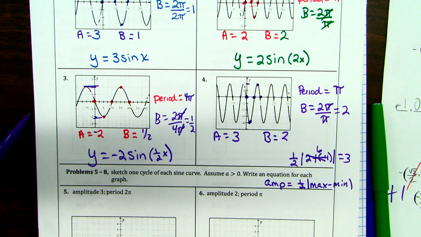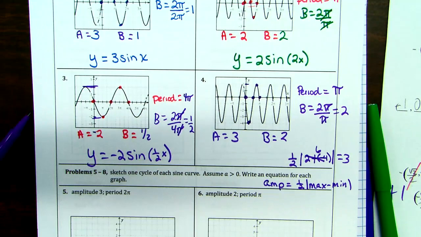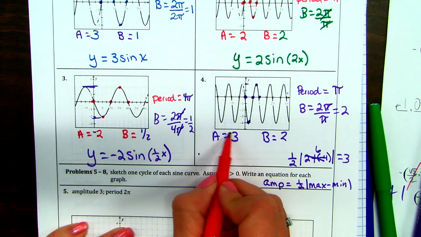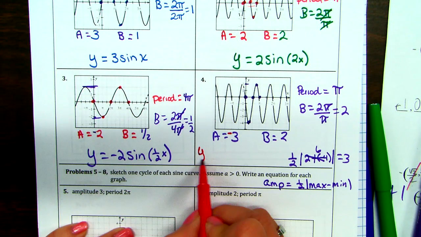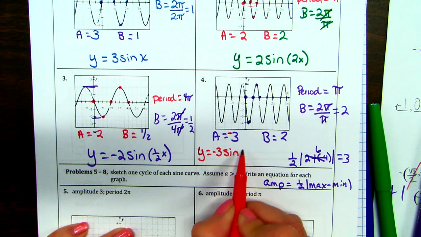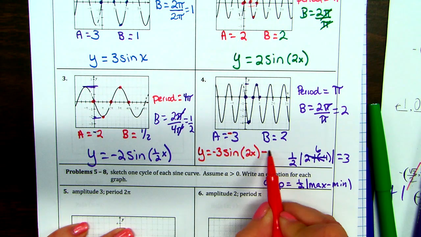If only these were all shifted up 1, we would be at 3 and negative 3, right? But really we're at 2, negative 4. So we actually have that k value at the end of minus 1. So watch. Again, negative here because we're going down. So y equals negative 3 sine, parentheses of 2x, then we write minus 1.